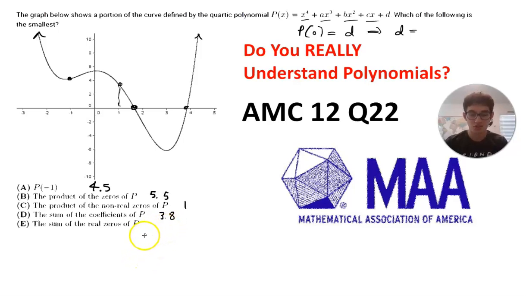And now the sum of the real zeros of p. Well, what are the real zeros of p? We already found them. It's this and this. And that's going to be roughly 5.6 or something. Clearly, A, B, D, and E are a lot bigger than C. So C is our final answer. And just like that, we've solved this question 22 in under 3 minutes.